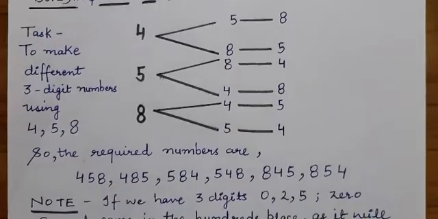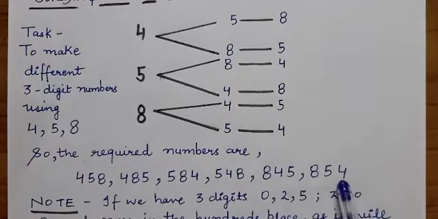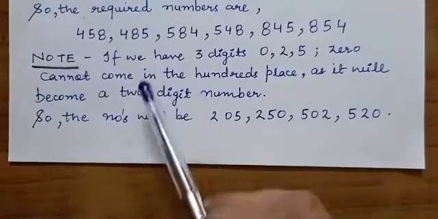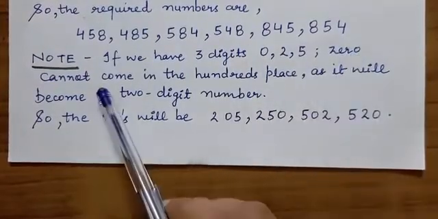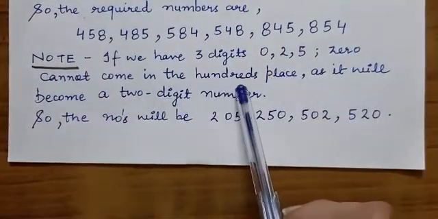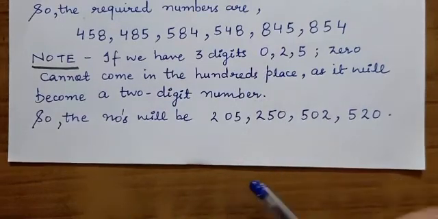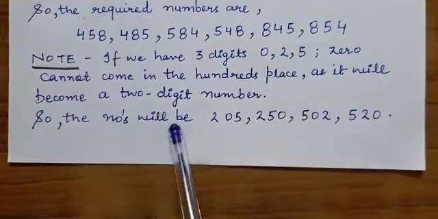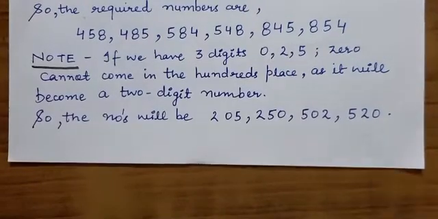Hence, the required numbers are 458, 485, 548, 584, 845, 854. We need to understand that if we have three digits 0, 2, 5, then 0 cannot come in the hundreds place, because if we put 0 in the hundreds place, the number will become a 2-digit number. So in this case, the required numbers will be 205, 250, 502, 520.